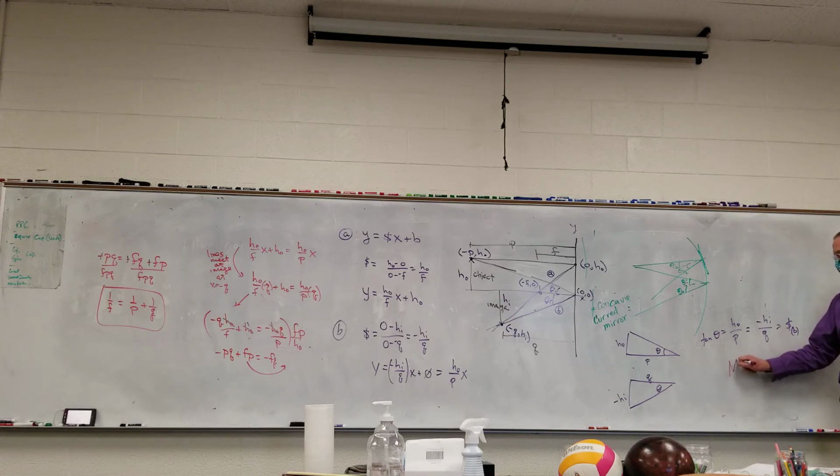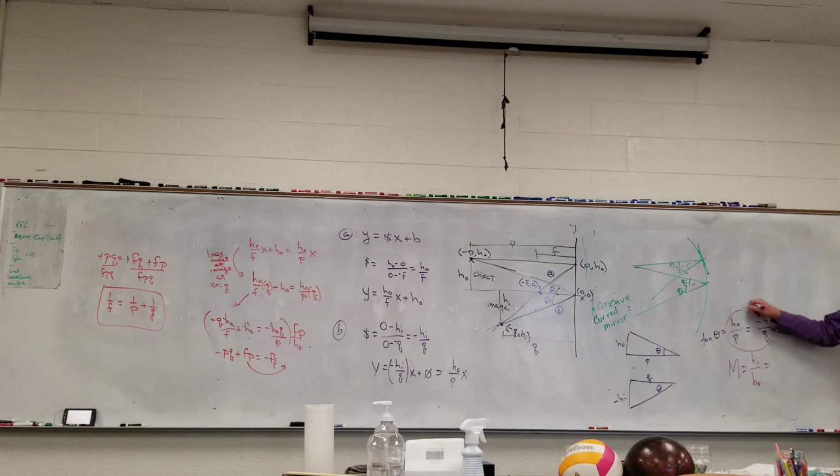Alright, magnification deals with the height of the image versus the height of the object. So if the image is bigger than the object, magnification is bigger than 1. If the image is less than the object, magnification is less than 1. And then from this relationship here, we get negative Q over P.